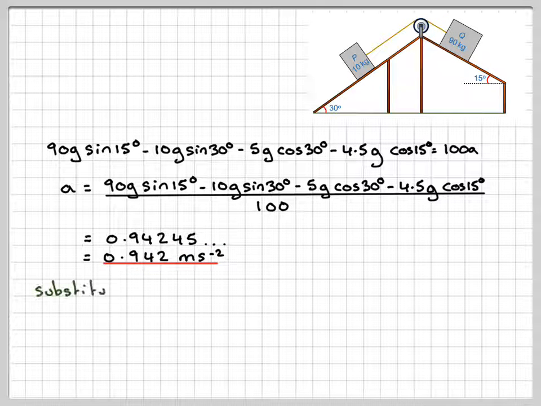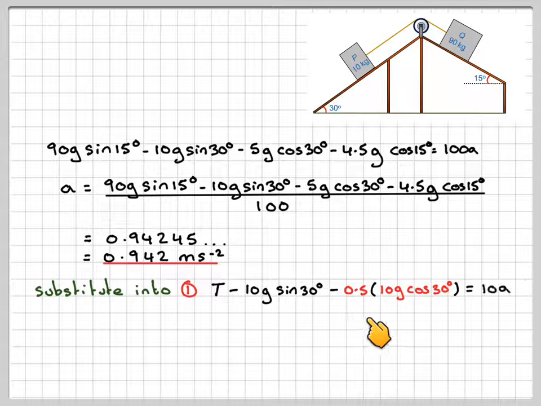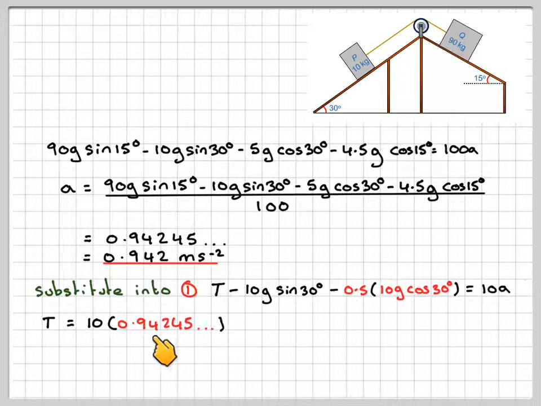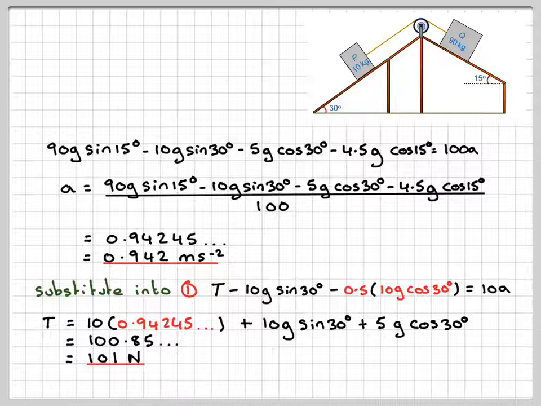Right, in order to find the tension, substitute into equation 1, which is this one here: T minus 10g sin 30 minus 0.5 times 10g cos 30 is equal to 10a. So you're going to have T is equal to 10 times 0.94245 plus 10g sin 30 plus 5, so half of 10, 5g cos 30, which is going to give you 100.85, which will give you 101 newtons.